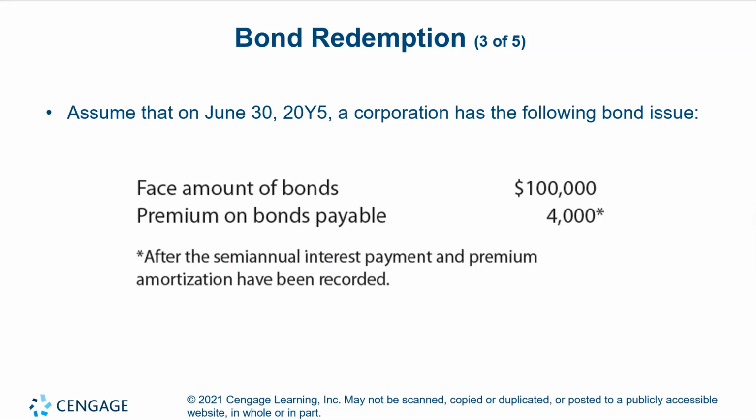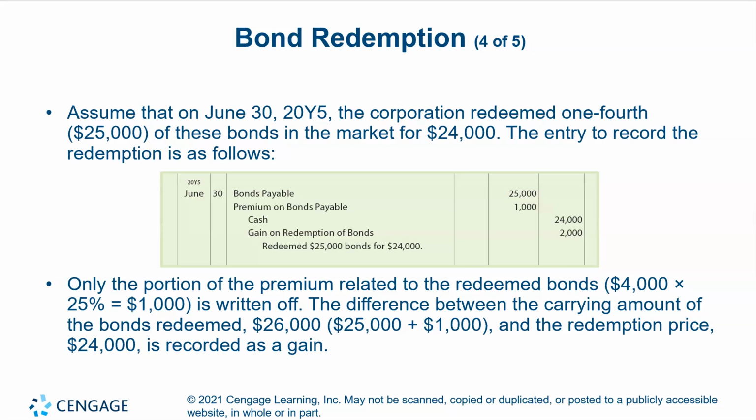So assume that on June 30th, 2025, a corporation has the following bond issue. Face amount is $100,000, premium on the bond payable. The current premium balance is $4,000. So right now our carrying value, remember a premium adds to get to our carrying value, is $104,000. It tells us how much we had to pay off these bonds. We redeemed 1/4 of these bonds in the market for $24,000. So that means we had to pay back $24,000.